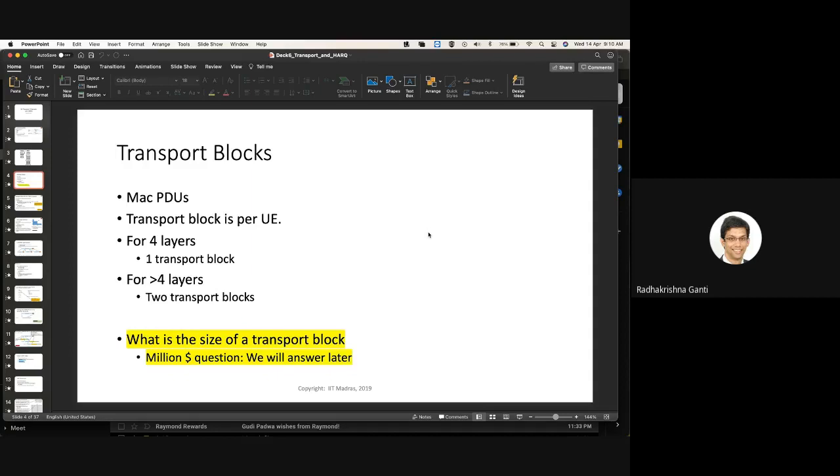What is the size of a transport block? This is a very big question. We'll answer this at the end of this whole thing. You will start getting a flavor of how the size of the transport block is determined. We will get to understand. Okay.